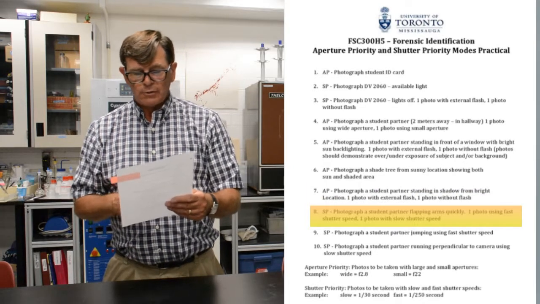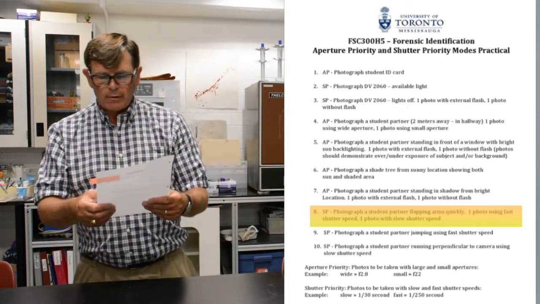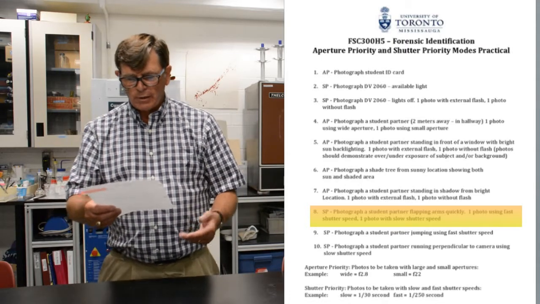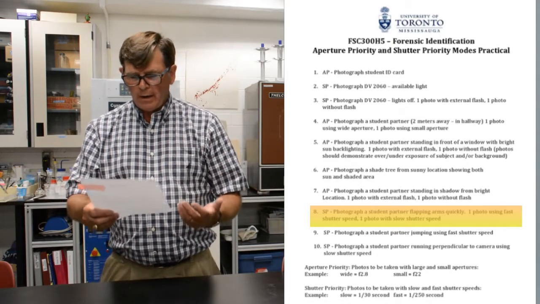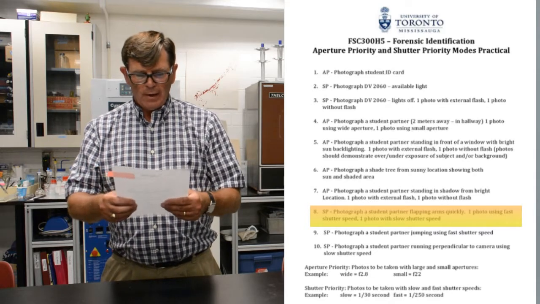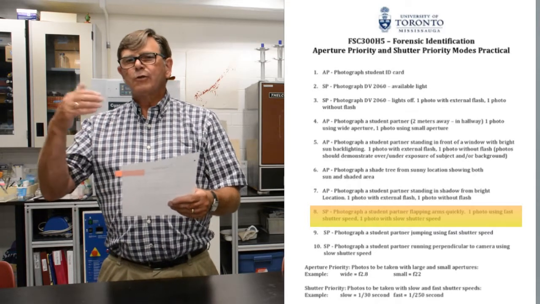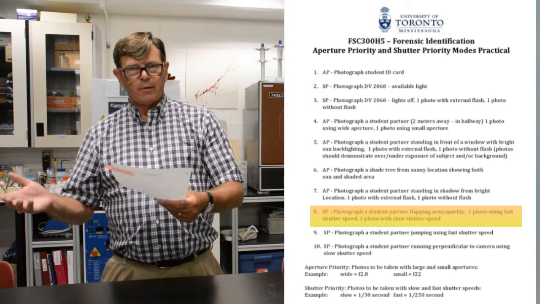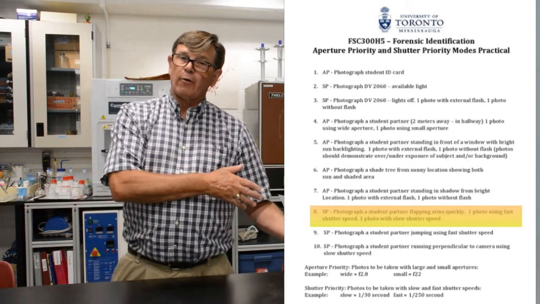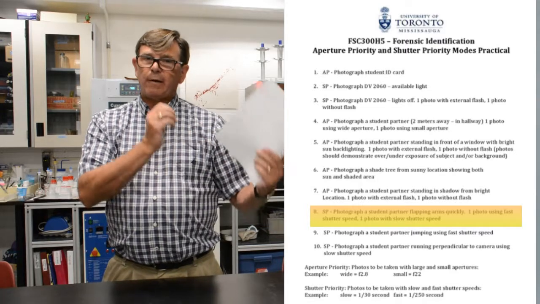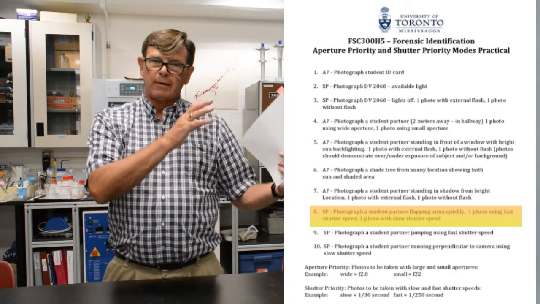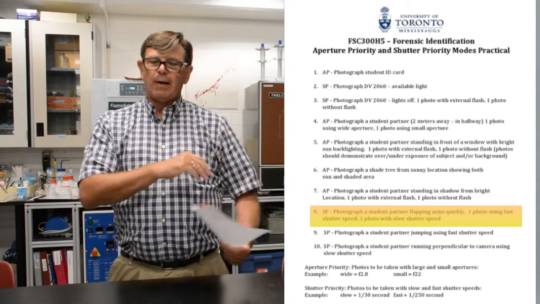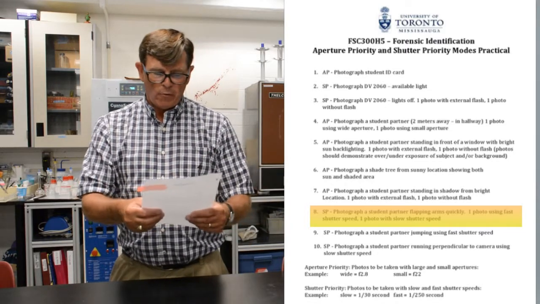Number 8, shutter priority. Photograph the student partner flapping arms quickly. One photo using a fast shutter speed, one photo with a slow shutter speed. So again, as we discussed, showing that motion to create that blur or movement effect versus taking a photo at a much faster shutter speed and freeze framing and keeping a crystal clear image to eliminate that blurred or motion effect.